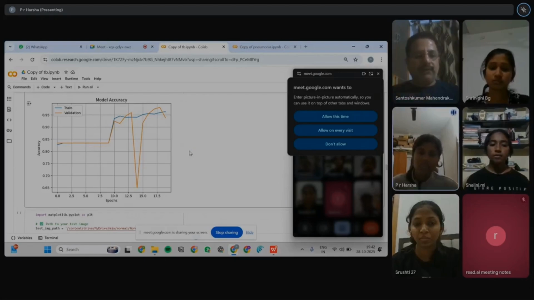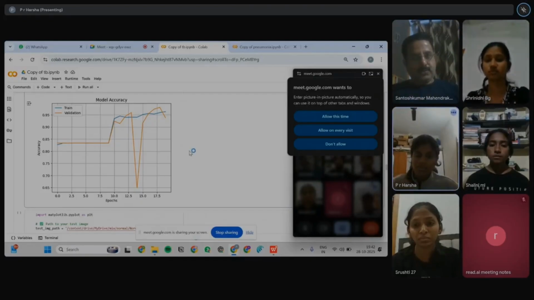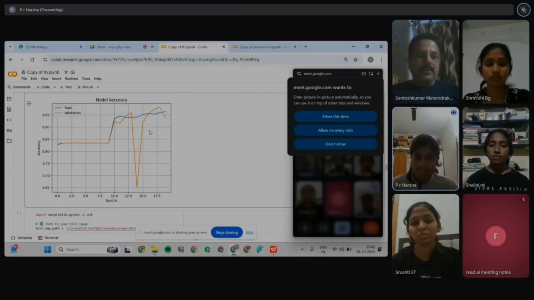For some TB cases where the picture is not correctly visible, or is infected with noise, the model is not predicting correctly. That's why it shows a low level. After some epochs it rises gradually, as you can see here in the validation case.